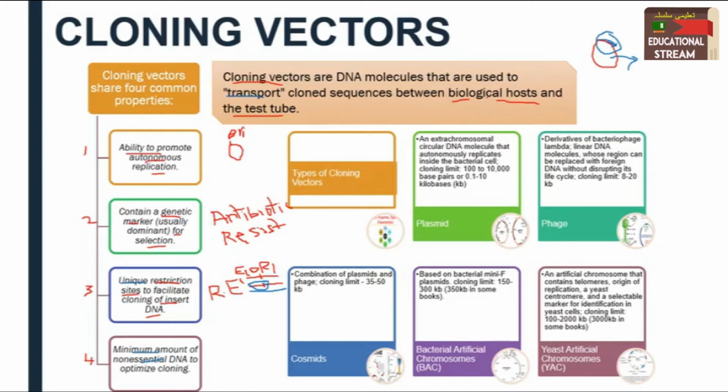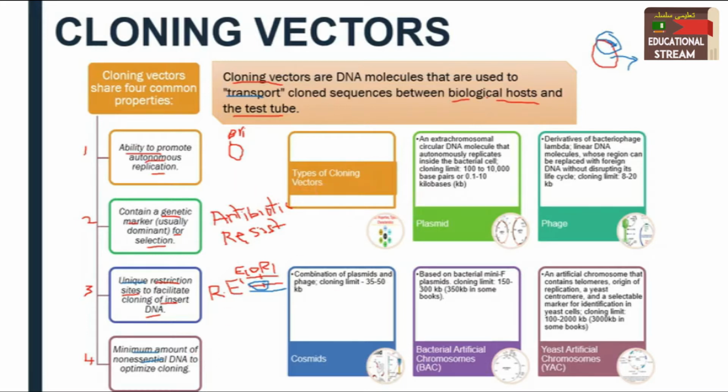There are different types of vectors that are shown on this slide, and we will discuss them shortly. Every vector has the capacity to incorporate a different size of DNA fragment. So if the cloning vector contains less non-essential DNA, it means it can carry a larger fragment size.